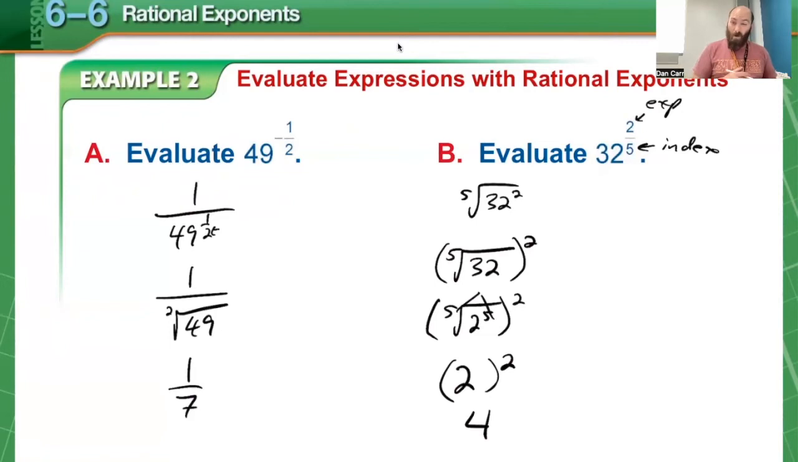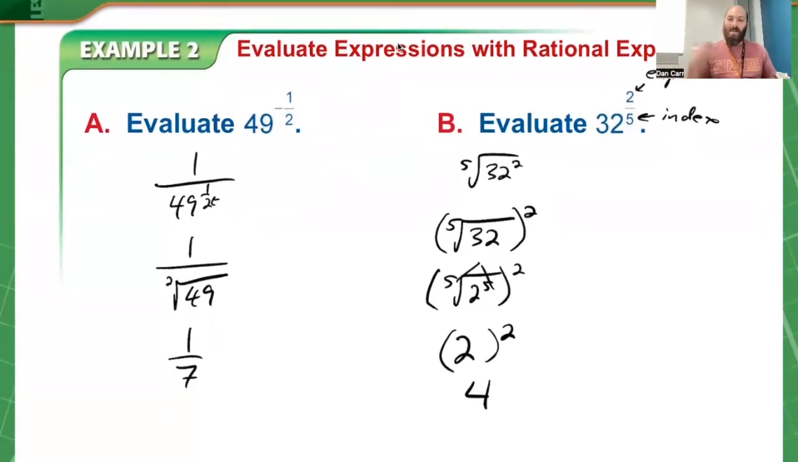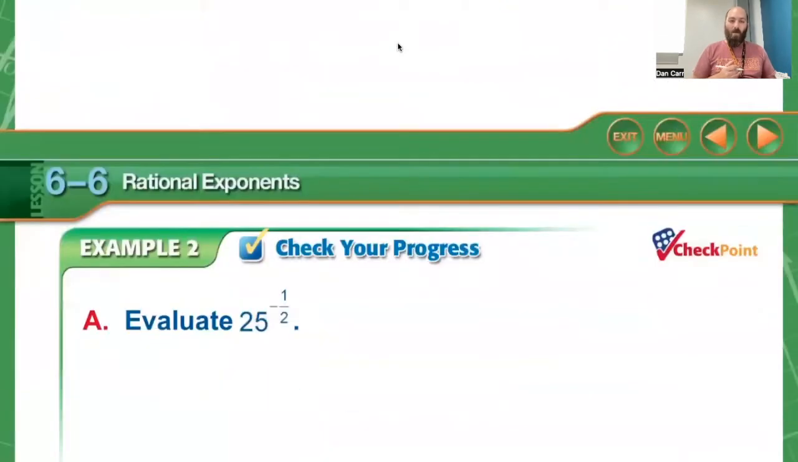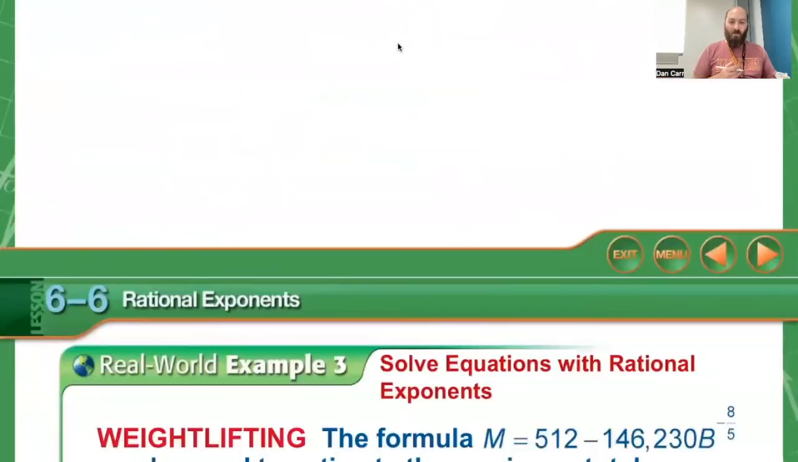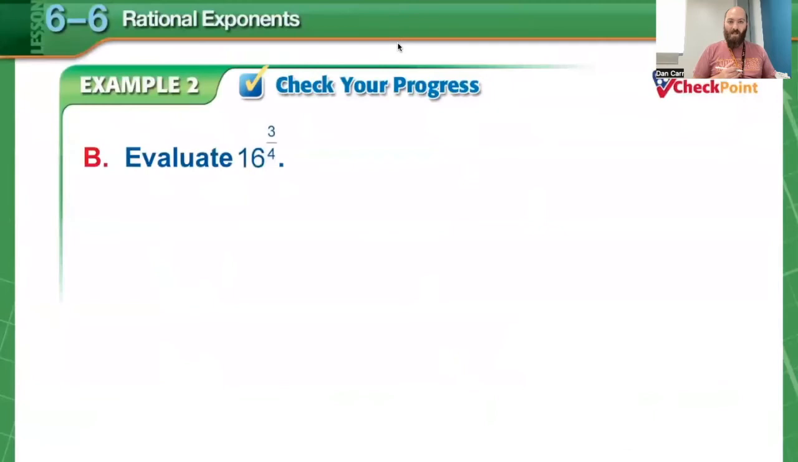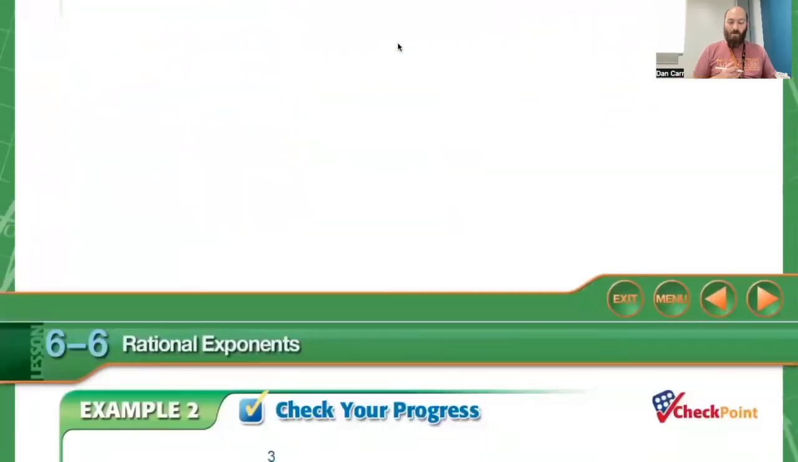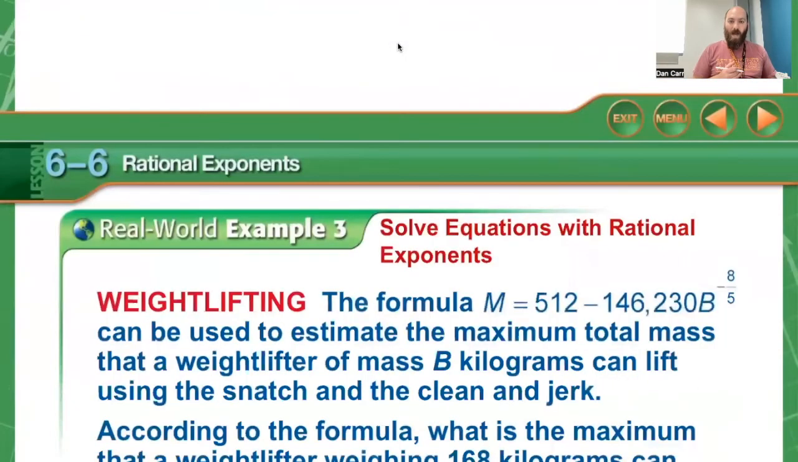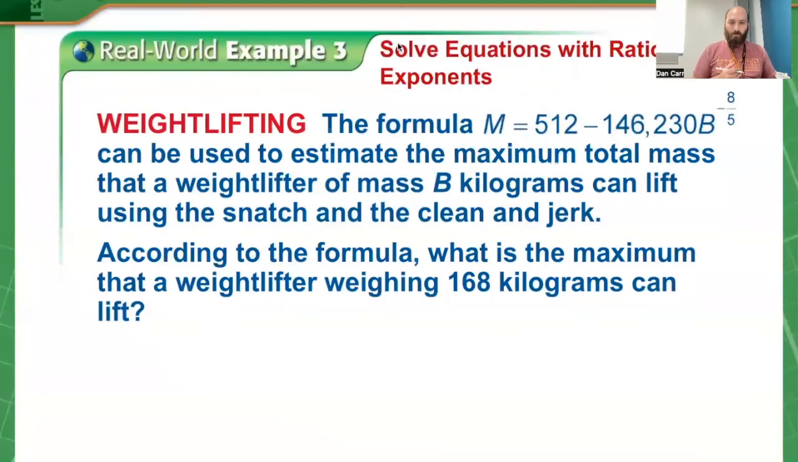A calculator is very helpful. You can probably do a lot of this a lot quicker with that. But for our purposes, I just want to show what's happening by hand. Okay, so this is a check for yourselves. If you want to pause and try it here, you can try that one too. But for now, let's go ahead and look at a word problem with this.